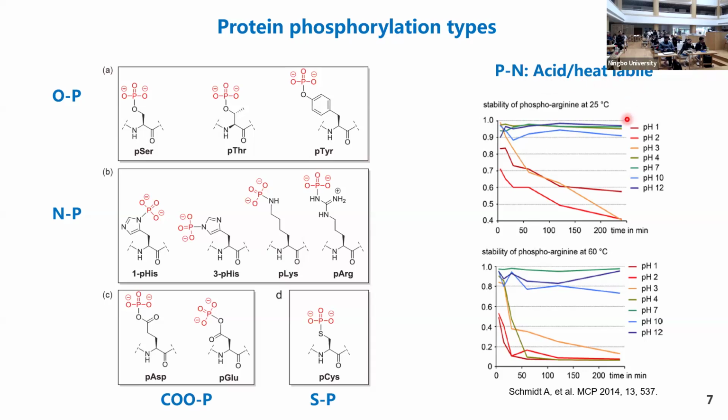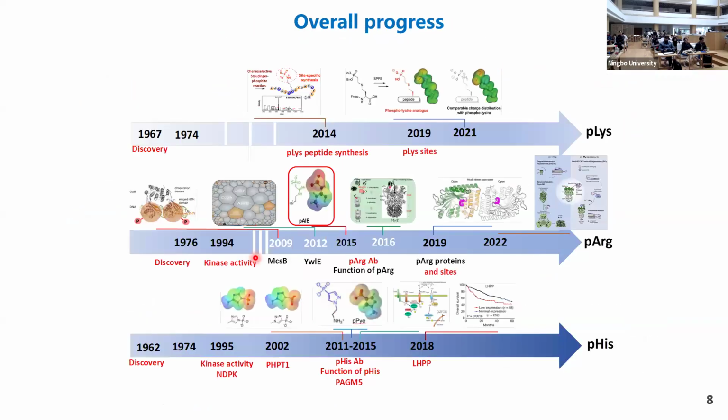So in the routine experimental workflows, especially in biochemistry, this kind of nitrogen phosphorylation is always degraded, so people never saw it. And for the overall progress, I will not go into the detail. Dr. Li Fulai will give you more detailed data. Actually, they were found very early, even earlier than oxygen phosphorylation, but people know little about it. That's because it was difficult to study.